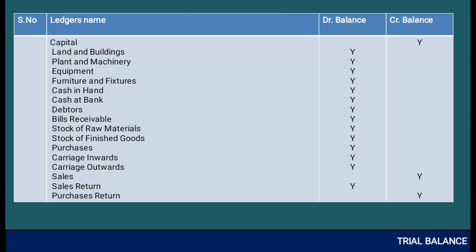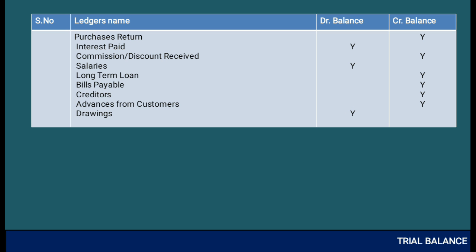So that we have divided: stock of raw material, stock of finished goods, purchase, carriage inward, carriage outward, sales return. Sales is part of the credit balance, so that's why sales return will be part of the debit balance. And purchase comes under the debit balance, so that's why purchase return will be a credit balance. Next we have interest paid, commission received, salaries, long term loan and advances, bills payable, creditors, advances from customers, and the drawings. So these are the balancing figures of our assets and liabilities that you have to remember.